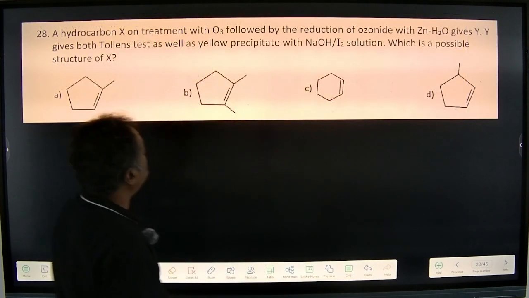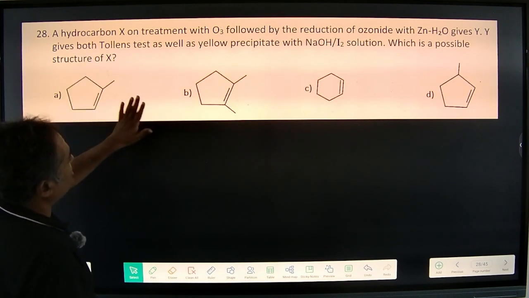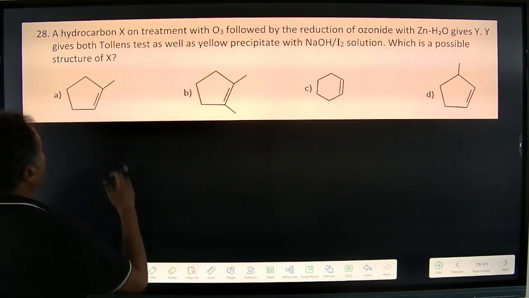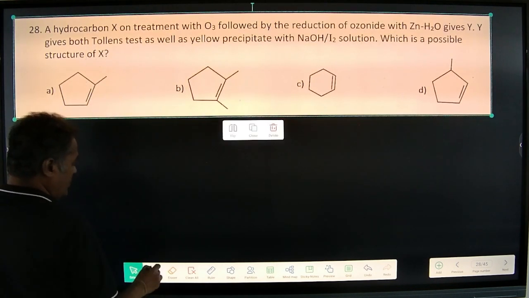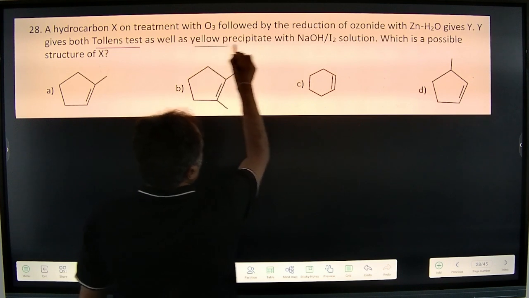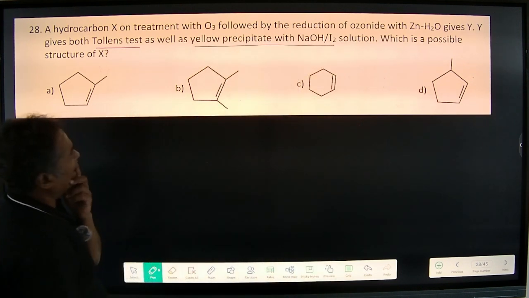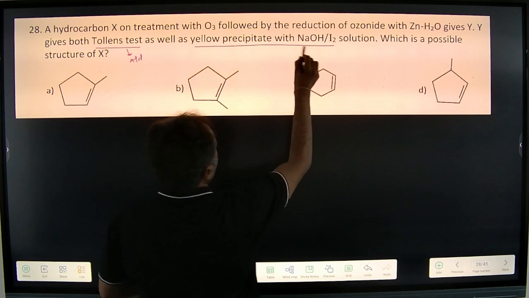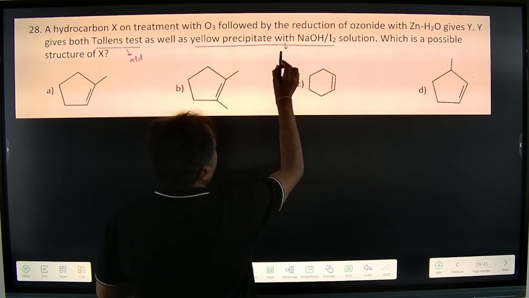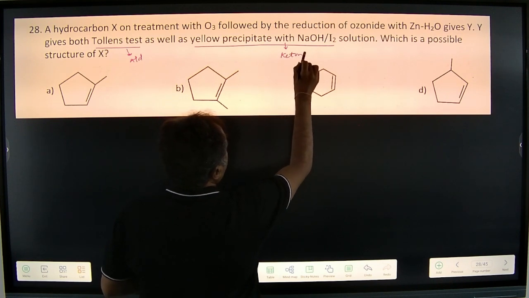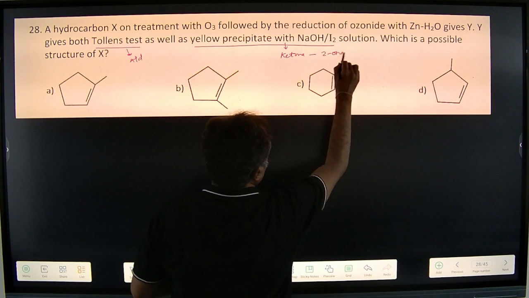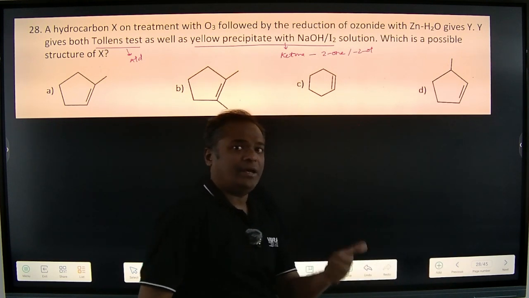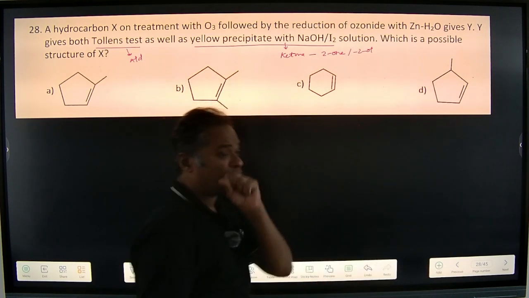Now, this reaction says that a hydrocarbon X on treatment with ozone followed by reduction of the ozonide gives Y. This compound Y gives both a positive Tollens test and a yellow precipitate with iodoform. Both these reactions are to be shown by what? We know that Tollens reagent is answered by an aldehyde. The yellow precipitate is generally shown by ketones, which are alkan-2-ones, or alcohols which are 2-ols, and other compounds like the exceptional aldehyde and exceptional ethanol. Before we start, let us first use some logic.